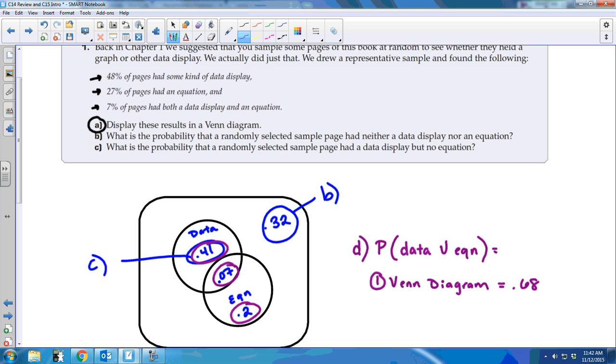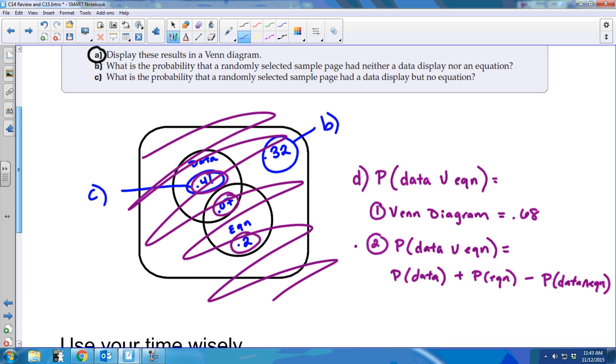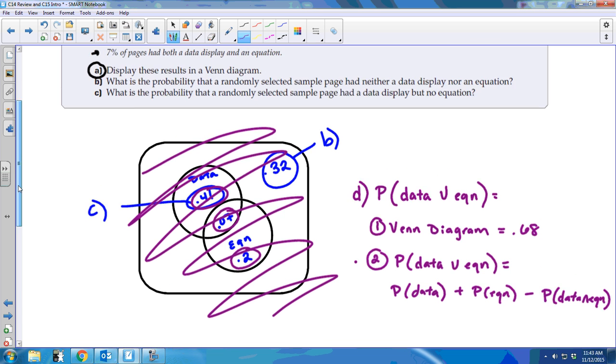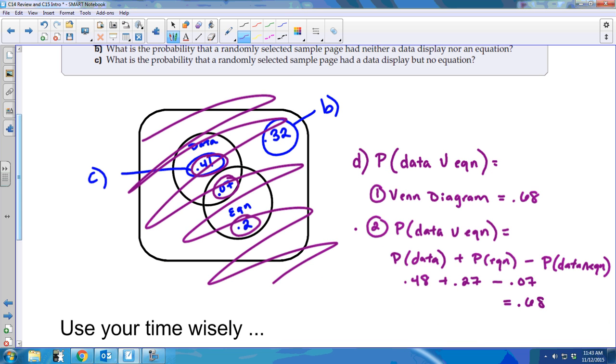Yeah? If you didn't use the Venn diagram, totally fine. This would be the scenario where you use the general addition rule. Data display or equation equals the probability of the data display plus the probability of getting an equation page minus the probability of both. That's what the formula says. Now, if you're doing it with the formula, you don't use the Venn diagram. Okay? Because the formula is taking into account the overlap. We've already taken into account the overlap in the Venn diagram, so you can't do them both because then you're taking into account the overlap twice. Don't do that. So if you're going to use the formula, you would go back to the original numbers. All right? 48% had data displays, 27% had equations, minus the 7% that had both, and you're getting the same value, 68%.